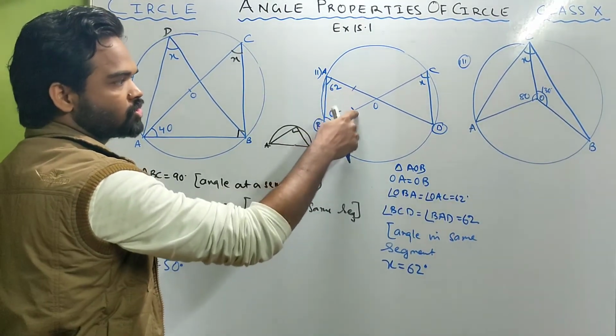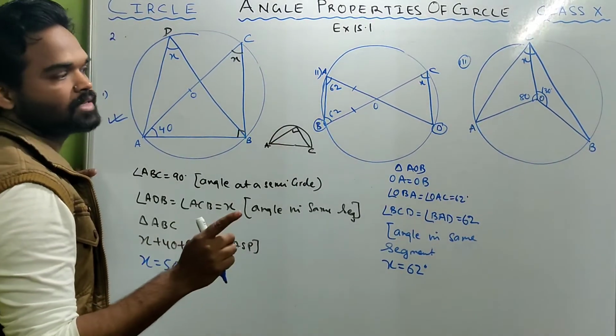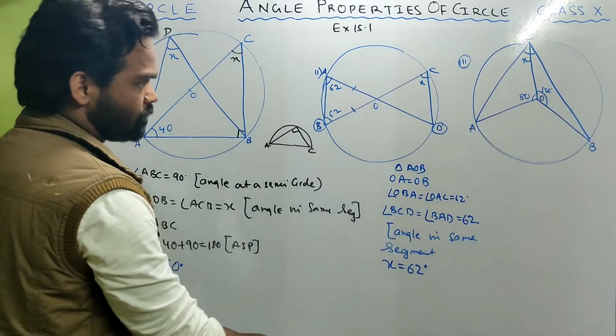First of all, by isosceles triangle, this angle and this angle are equal. Angle in the same segment. Okay. Now look at part 3.